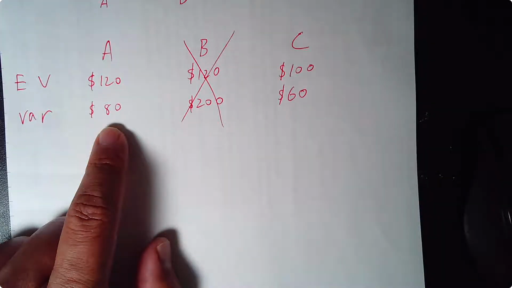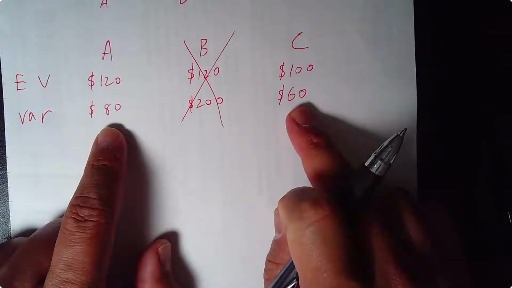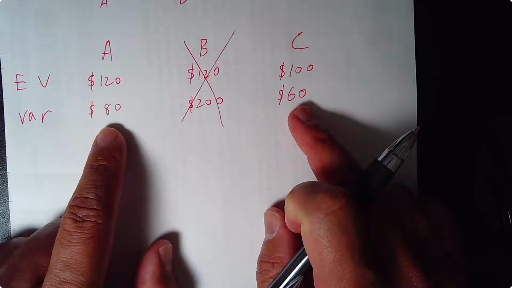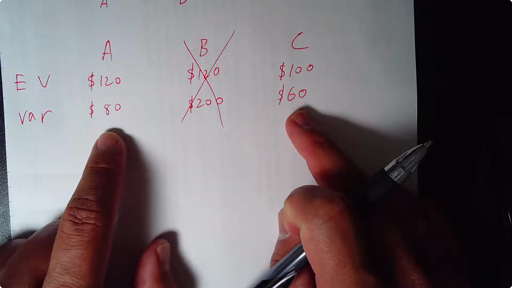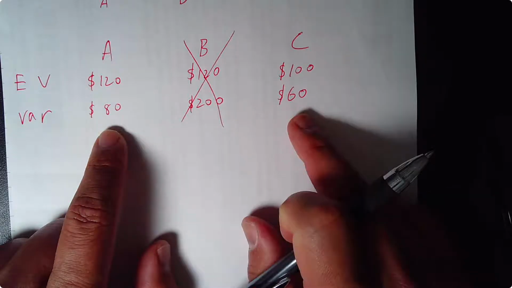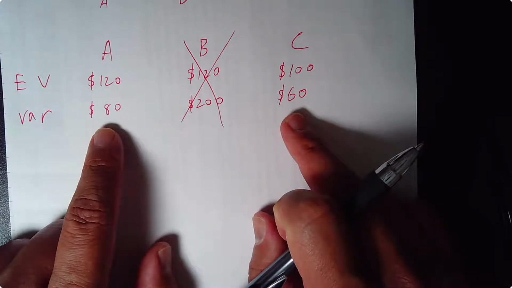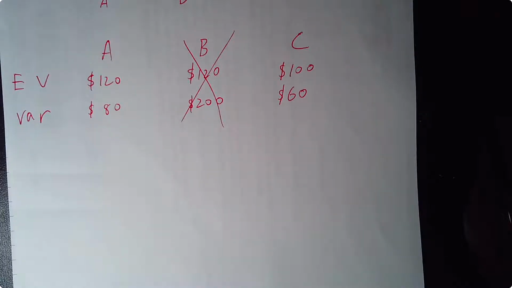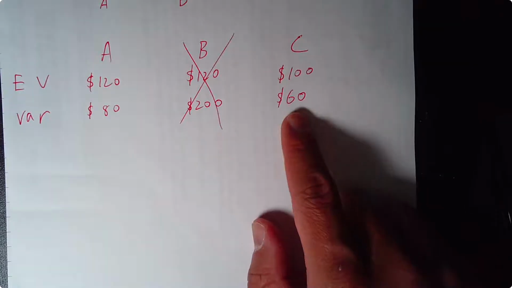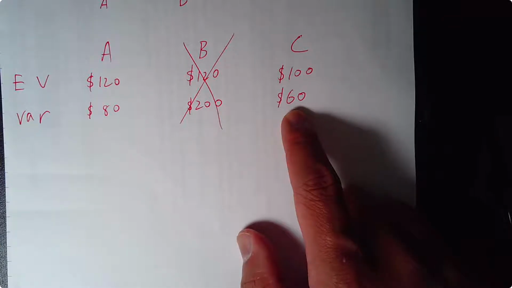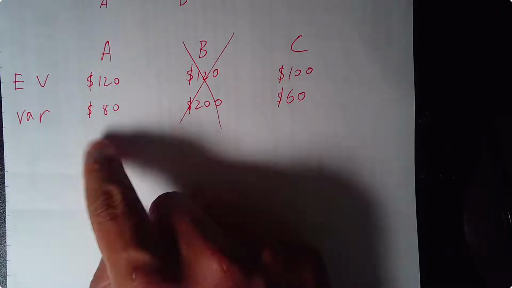But then what about A and C? C has a lower return, but it also has lower risk. So the question is, should you choose C or should you choose A? Now, there is no right answer. It really depends on an individual or an institution's tolerance to risk. If you are more risk averse, then you might consider C as a safer bet. But if you're more risk tolerant, then you might consider A, if you're willing to take the chance.